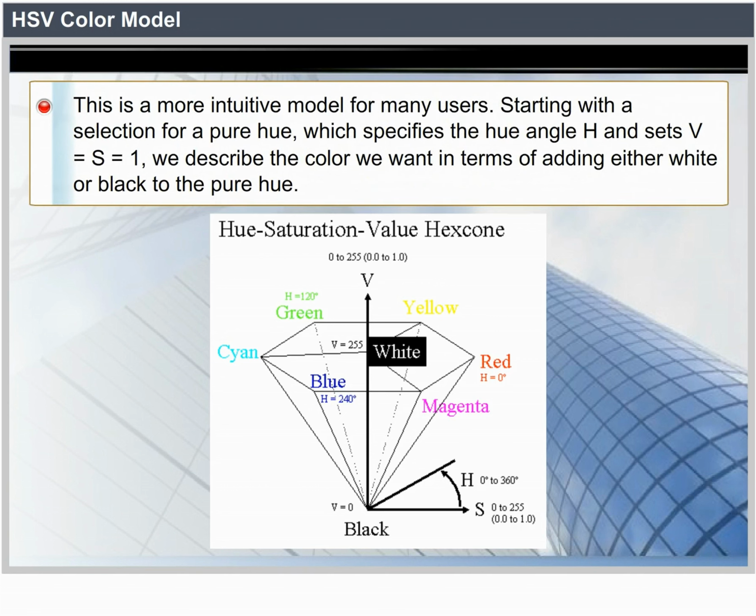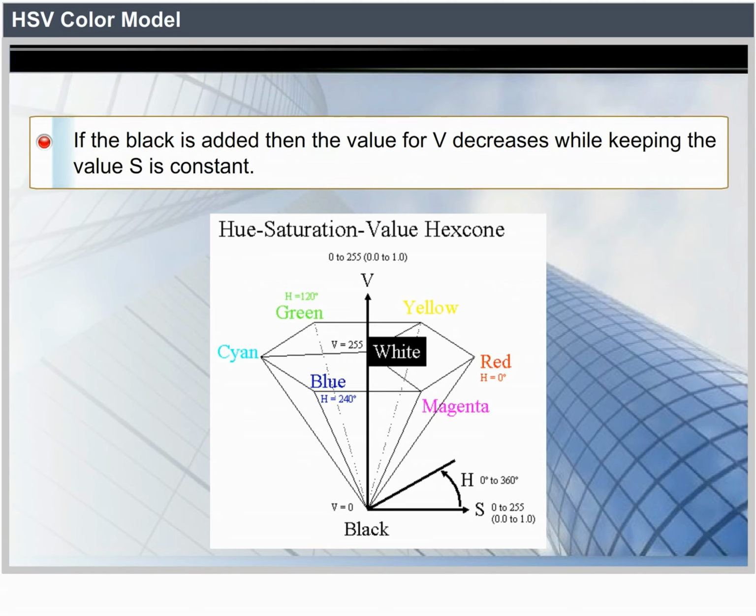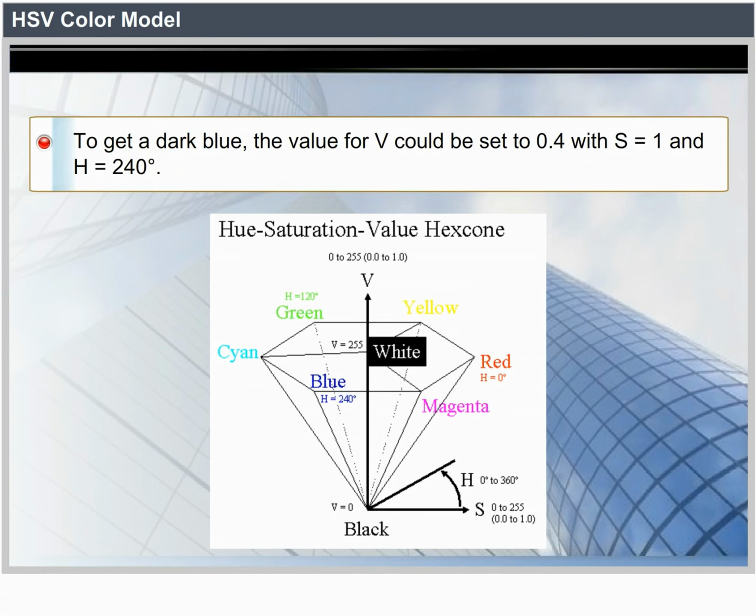Starting with a selection for a pure hue, which specifies the hue angle H and sets V equals S equals 1, we describe the color we want in terms of adding either white or black to the pure hue. Adding black decreases the setting for V, while S is held constant. To get a darker blue, V could be set to 0.4 with S equals 1 and H equaling 240 degrees.